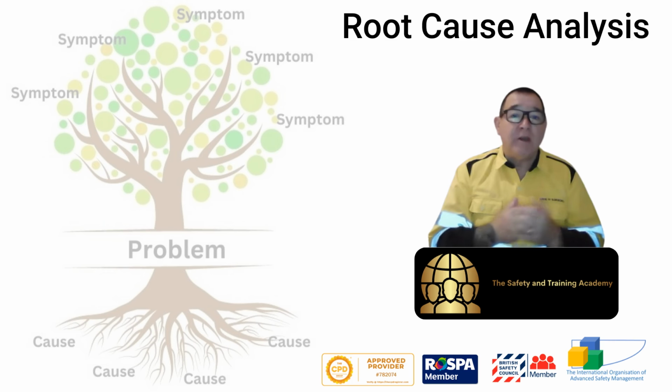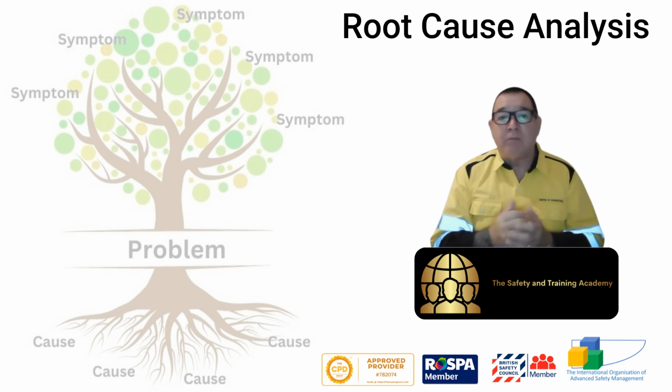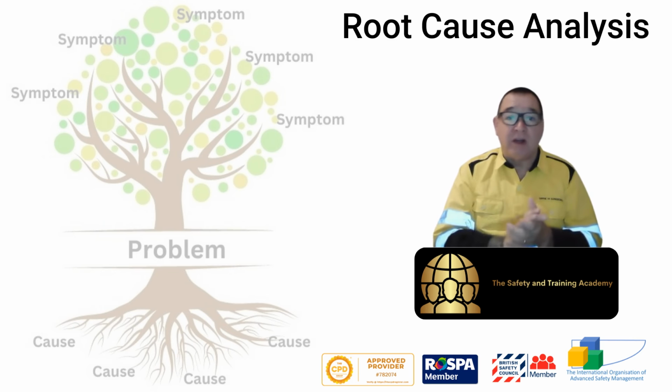Okay, so we have had a look at some of the different root cause analysis methods. Now let's dig a little deeper. So, what's it all about? Root cause analysis, RCA, is a methodical approach to problem solving used to identify the underlying causes of incidents or accidents. Its primary goal is to prevent future occurrences by addressing the core issues rather than merely treating superficial symptoms.